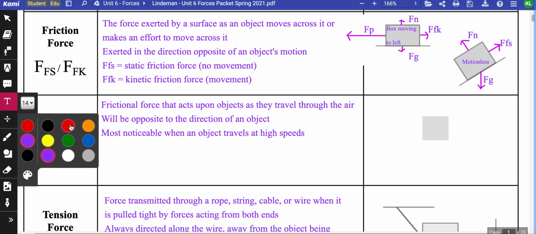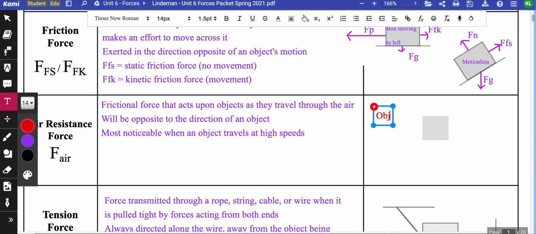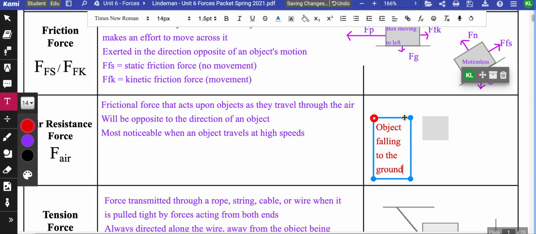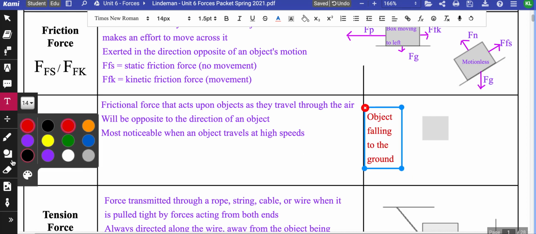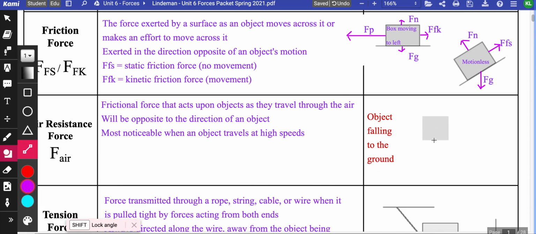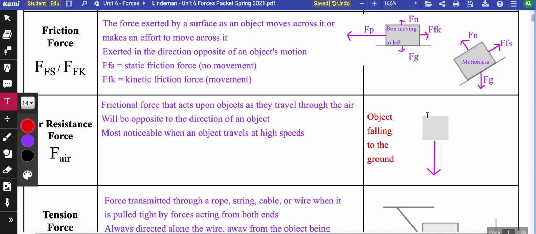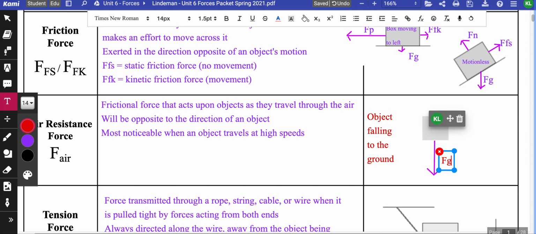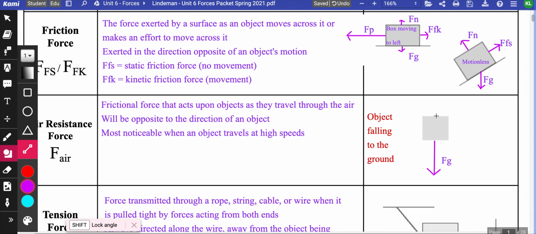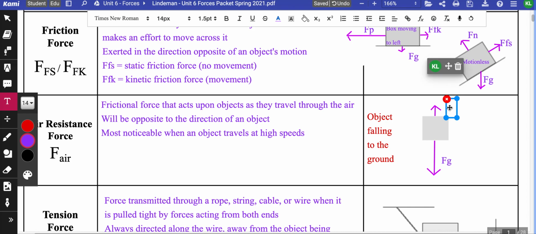So if we have an object, an object falling to the ground, for example, just to give us a scenario for this. So this object is falling to the ground. So we are going to have a gravity arrow pointing down. Again, I'm always adding my two little arrowheads at the bottom. Fg, I'm labeling my arrow. And then I have F air pointing opposite the direction of movement. So that would mean that my F air is moving up.